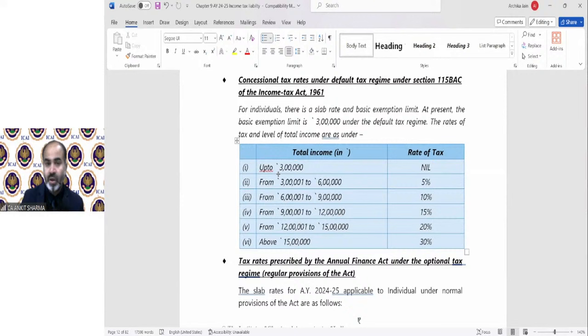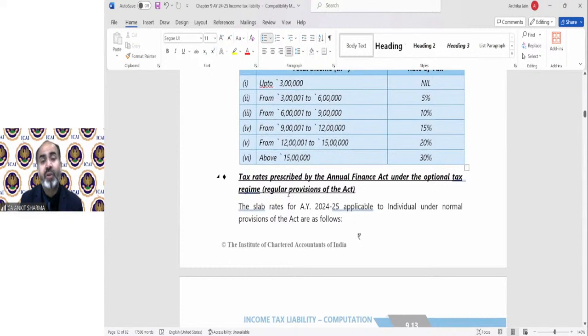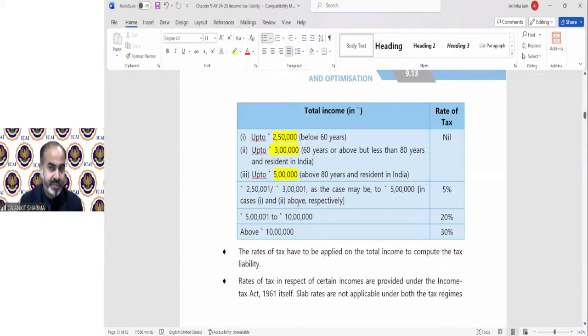Okay. So the slab rate under the default tax regime is 3, 6, 9, 12, 15, and more than 15. Now the tax rate structure under the regular provision, that is the optional tax regime, which we can say is the old tax regime right now. It has separate taxabilities: up to 2,50,000 for below 60 years, that is nil. Up to 3 lakh nil tax rate if you are a senior citizen from 60 years till 80 years. And if you are more than 80 years and resident in India, that we call a super senior citizen, the exemption is 5 lakh. Then the balance income up to 5 lakh will be taxable at the rate of 5%. Then from 5 lakh to 10 lakh, the rate will be 20%. And above 10 lakh, it will be 30%. Right? The rate of tax has to be applied on the total income to compute the tax liability, of course.